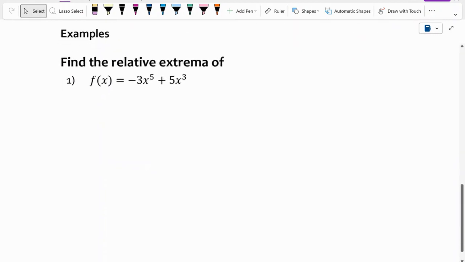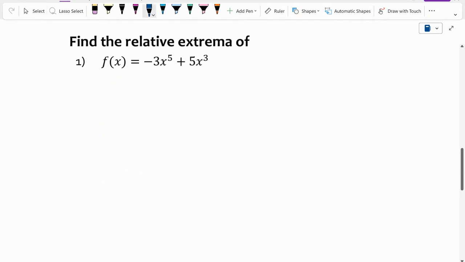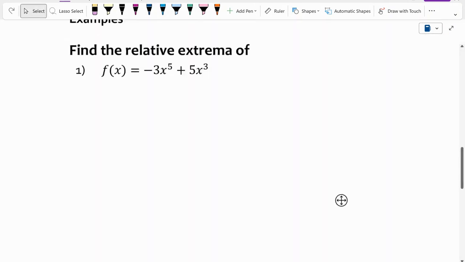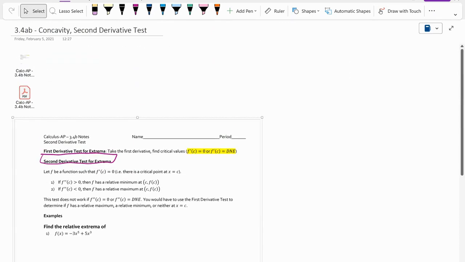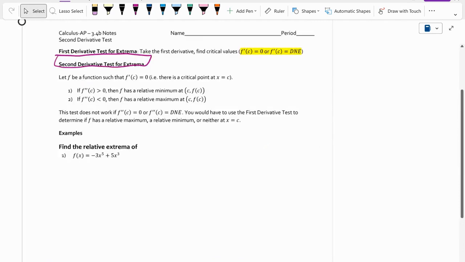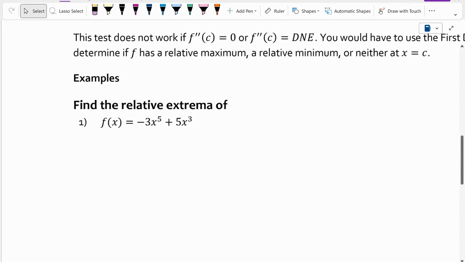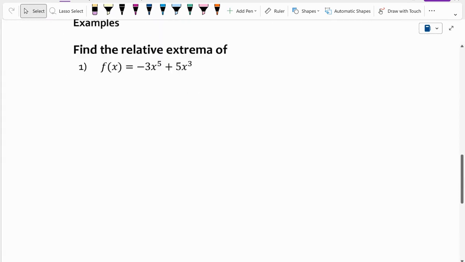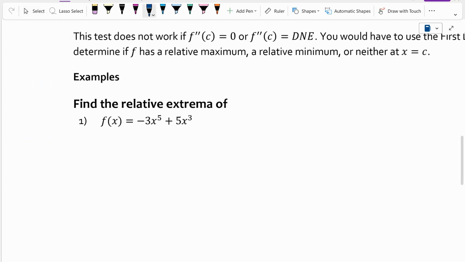It's probably best to show this in action, and it should make sense to you about what we're doing. We're looking for extrema on f as well. That's important to point out, that this is the second derivative test for extrema on the original function. So the first thing we're going to do with the second derivative test is look at what f prime is saying. So this is negative 15x to the fourth plus 15x squared.